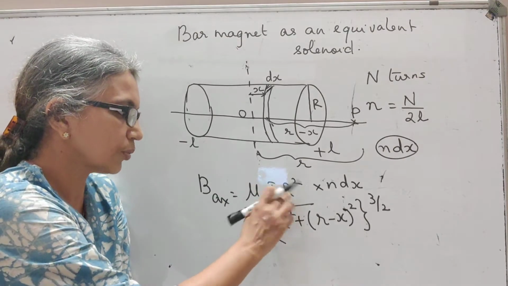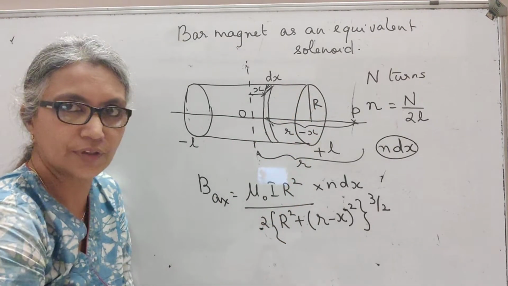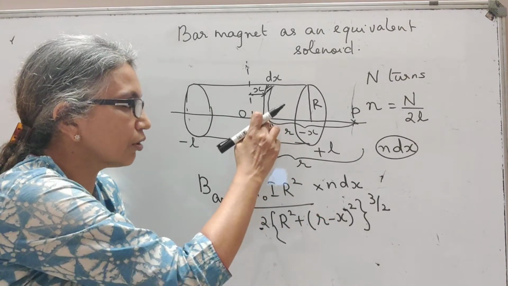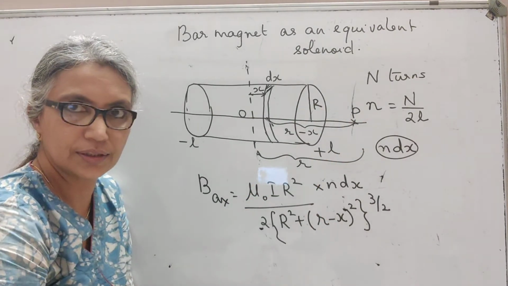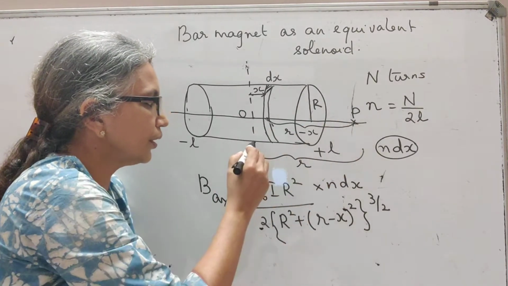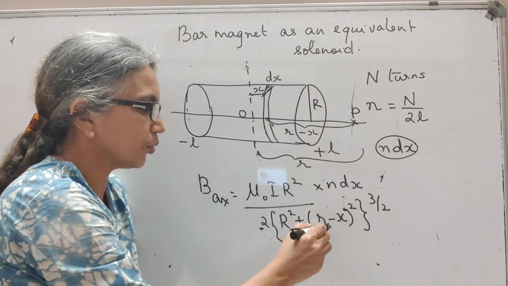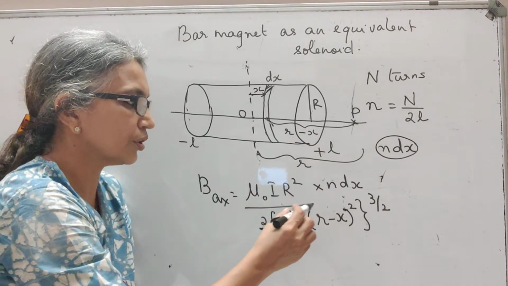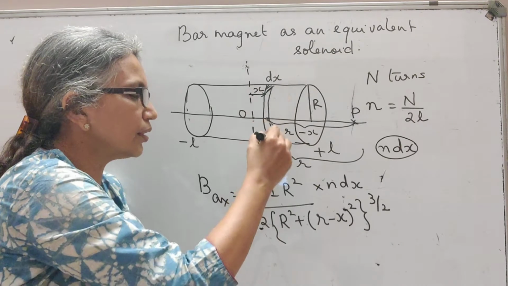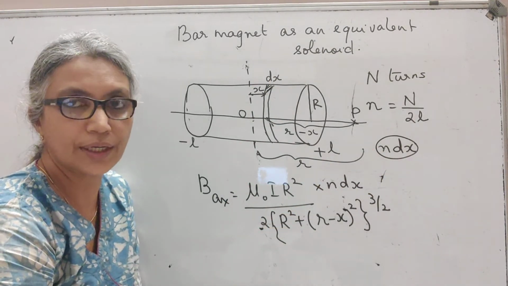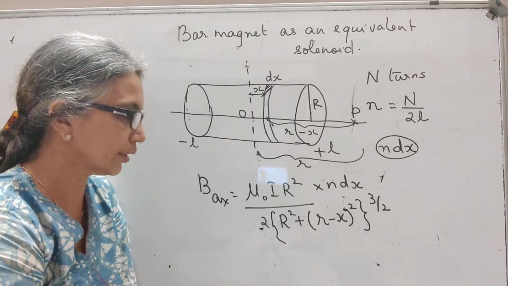In mu 0 I r square, no change because capital R is the radius of that coil. 2 into this x is the distance from the circular coil to the point P where we are finding the magnetic field. So we need this distance. That means it is r minus x, and that's what I included here. Then for a single turn is that expression. We decided that in this width the total number of turns will be n times dx, where n is the number of turns in unit length.